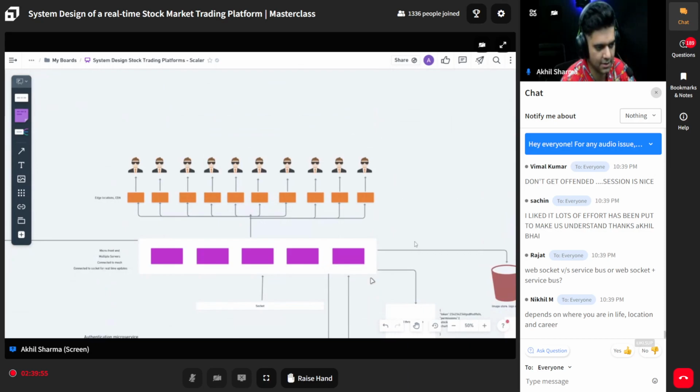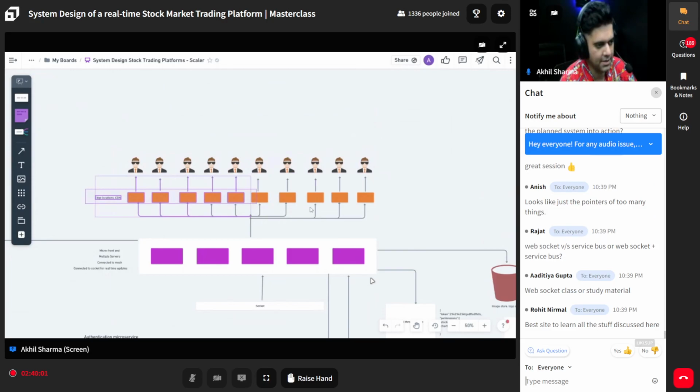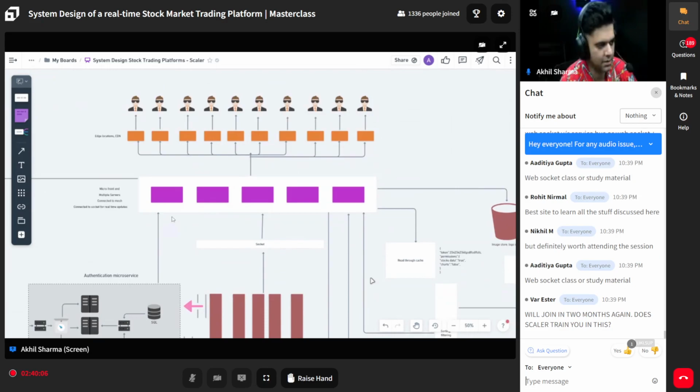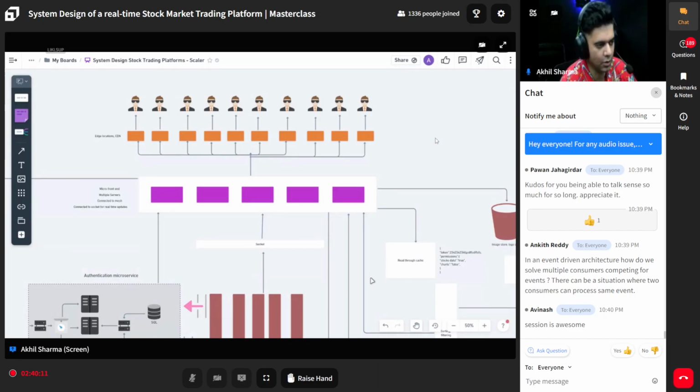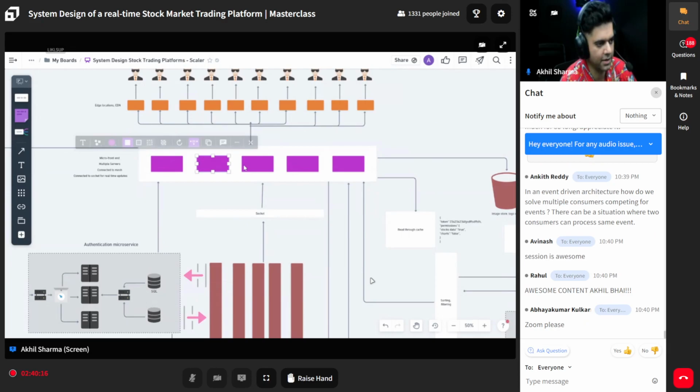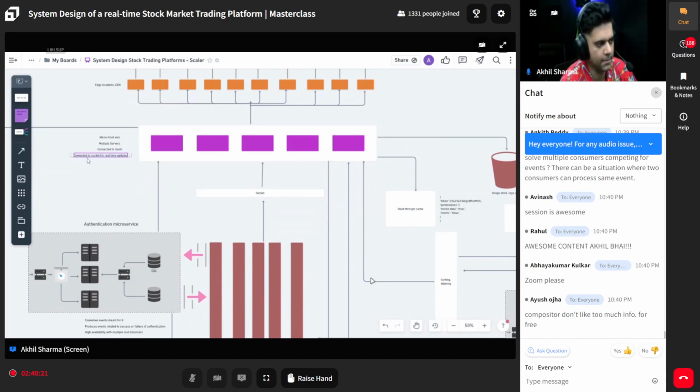So you have multiple traders who are sitting in edge locations, and then you have your CDNs at different edge locations, and then you have your micro front-end framework, your front-end servers. It's like a server farm, right? Front-end server farm. So your front-end is connected to your back-end with APIs, but also with sockets. So you have a socket connection, as you can see here.